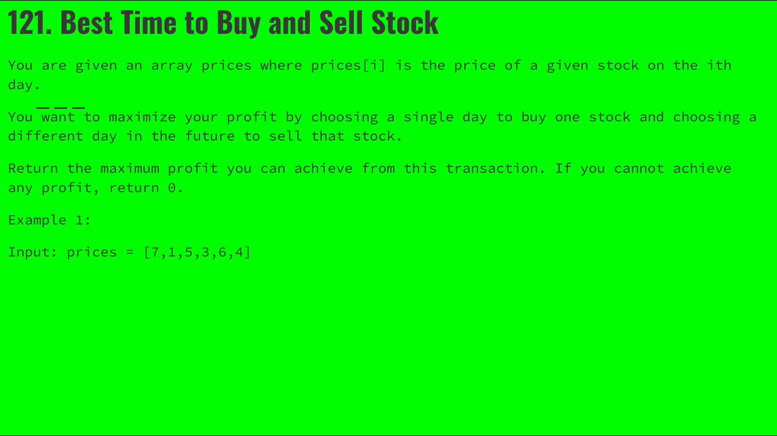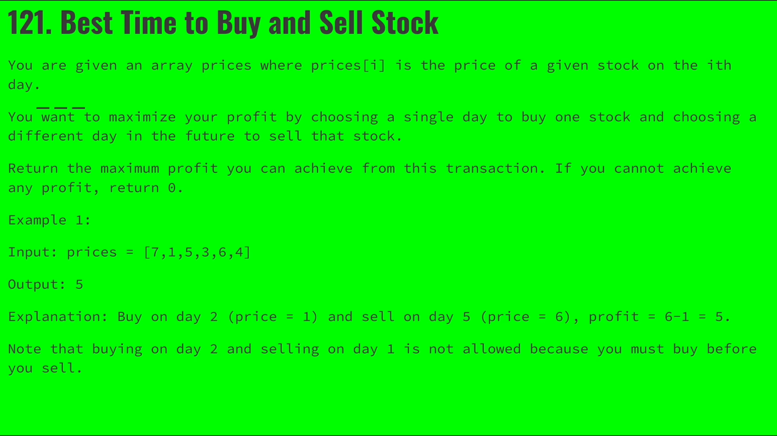So this is example 1, where the input prices are 7, 1, 5, 3, 6, 4 and the output is 5. How? Let's understand the explanation. Buy on day 2, price is 1. Sell on day 5, price is 6. Profit is 6 minus 1, which is 5.